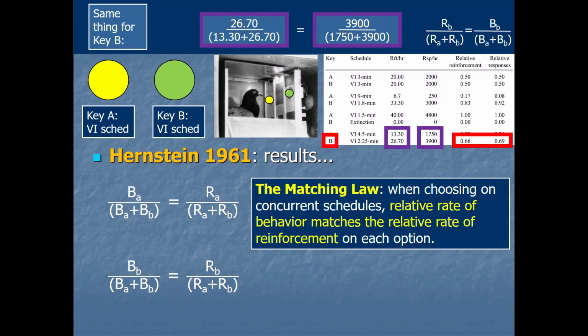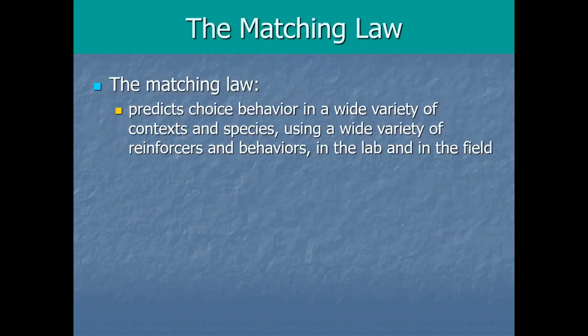So we run this across a whole bunch of experiments, run it for different creatures and contexts and species. Same thing seems to happen. So the reason it's so famous and received the term law is just because the matching law really predicts choice behavior really well in a wide variety of contexts, a whole bunch of different species we've tested, using a wide variety of different reinforcers and different types of behaviors that we're looking at, not just pecking things in an operant chamber, not just pulling levers, but all sorts of behaviors, even for us humans, both in the lab and out in the field, out in the real world.